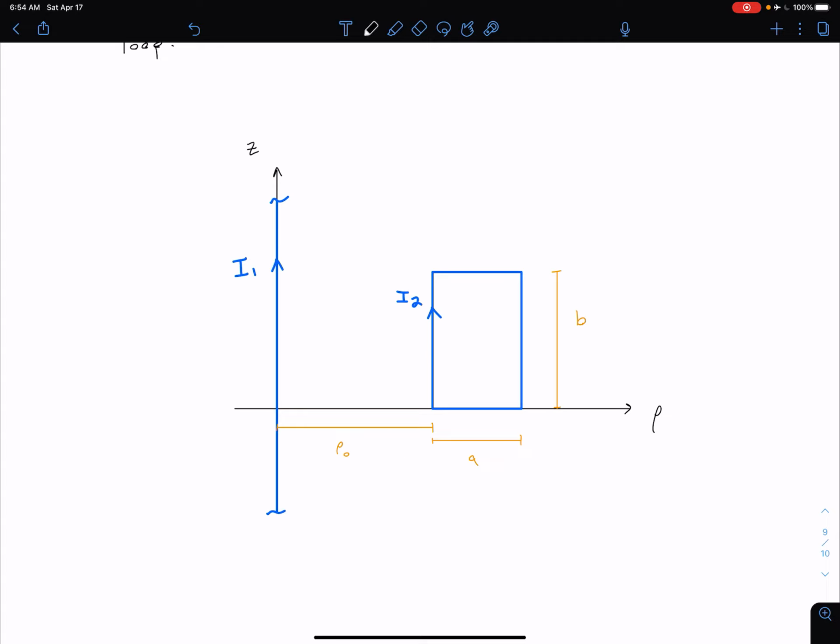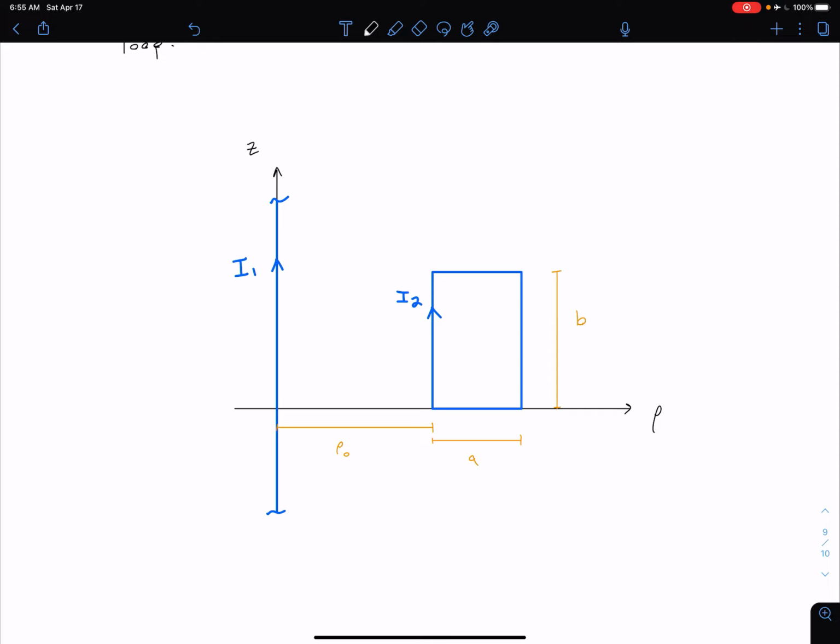We have some distance between that filament and our current loop with I2 of rho naught. And we have dimensions of our current loop, so it has a width of A and a height of B. And so what we're going to see in a little bit is that it turns out that it's kind of handy having that infinite filament along Z, because our local definitions for rho and phi turn out to be our global definitions in cylindrical coordinates. And keep in mind that this is something that we could do. We could define our axes or our coordinate system to fit the problem. In this case, it just happens to be given this way, but of course that's something that we could do in real life if we actually wanted to.